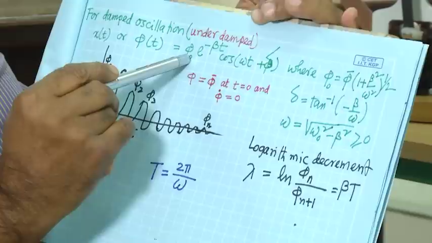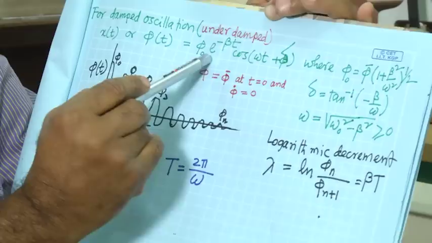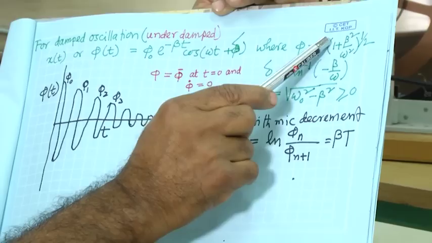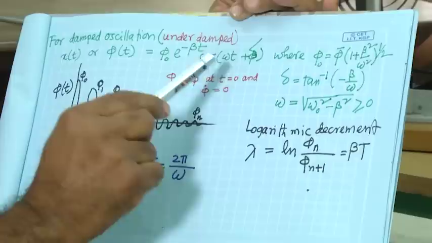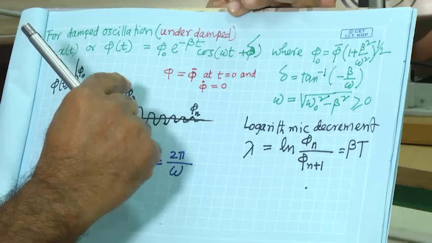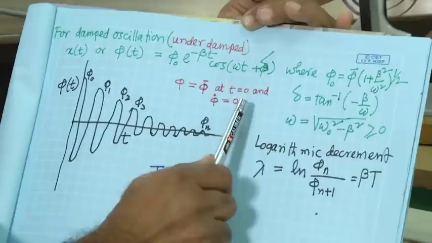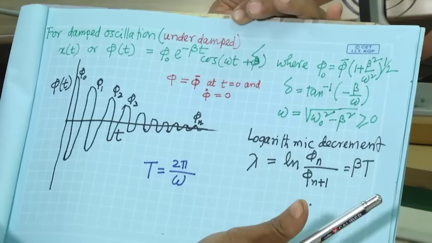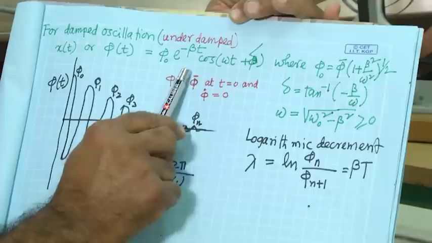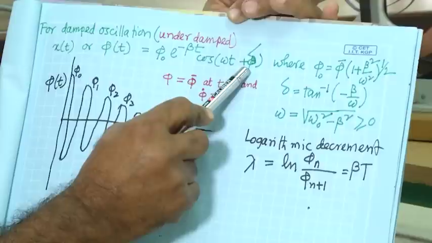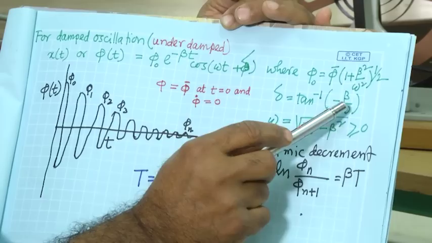So this is the phi 0, and e to the power minus beta t is the exponential term, okay. What is this phi bar? Phi bar is basically, initially at t equal to 0, we just displace, we change the angle, the initial starting angle, and at that time it is at rest, and then we release it. So that is the amplitude, phi bar. This delta is the phase, that is tan inverse minus beta by omega.